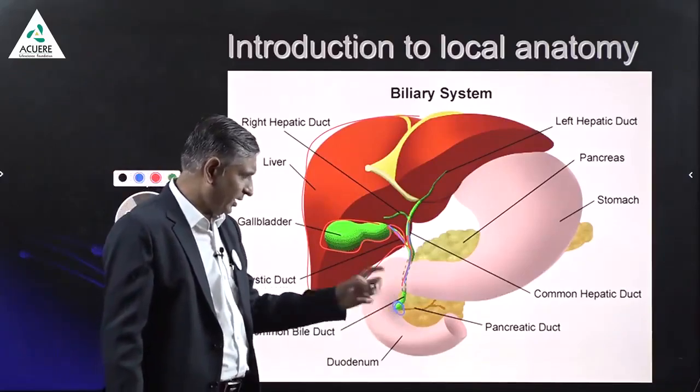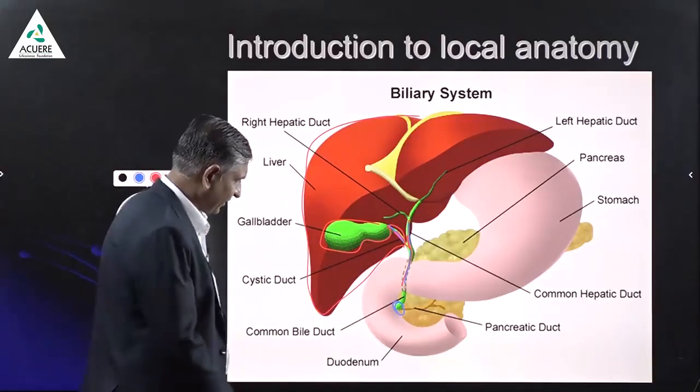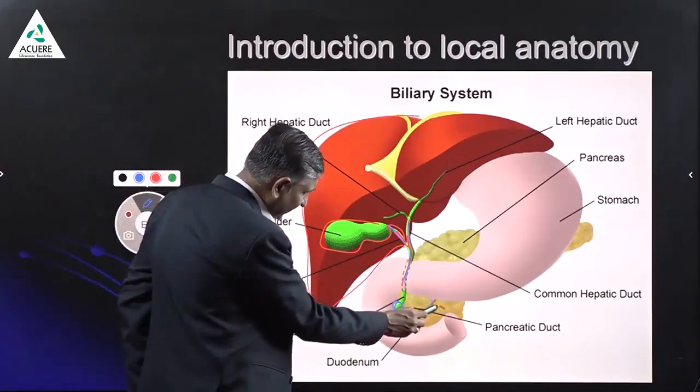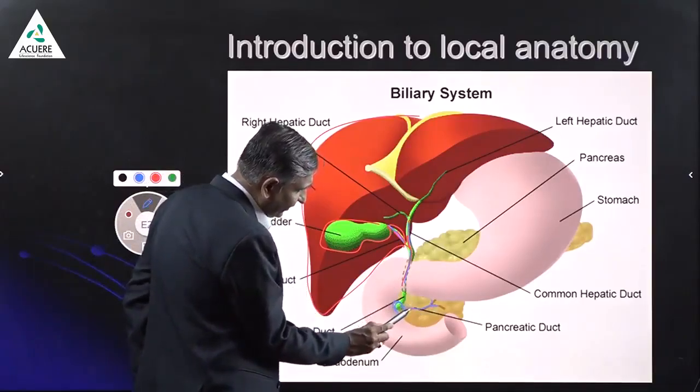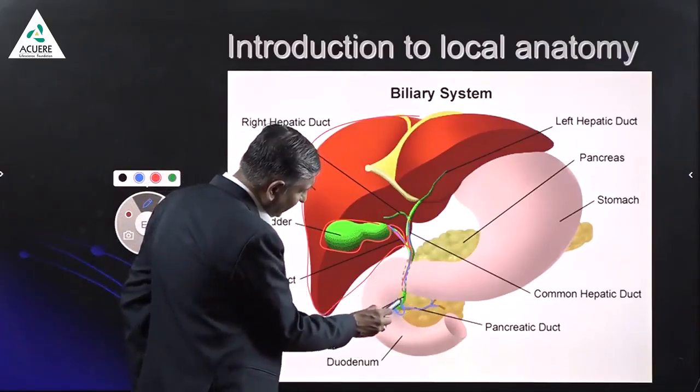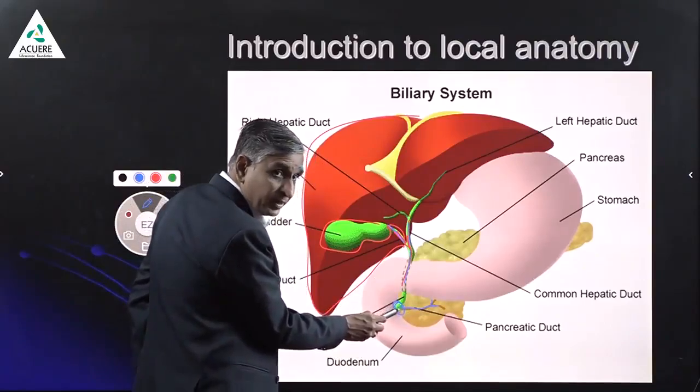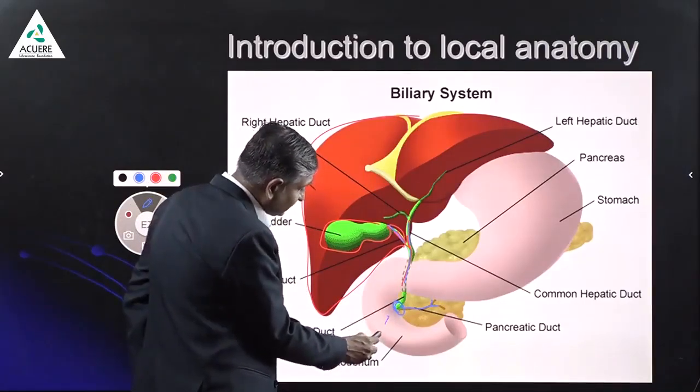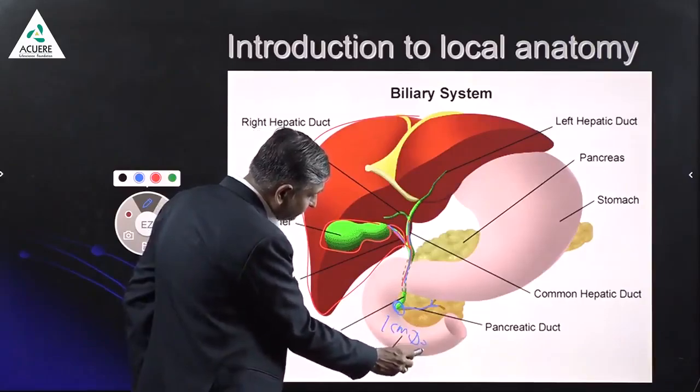This is the ampulla of Vater and this is the pancreatic duct. This is the pancreas. This is the pancreatic duct. This is the common bile duct. It opens in the duodenum, in the first 3 centimeters of the duodenum.